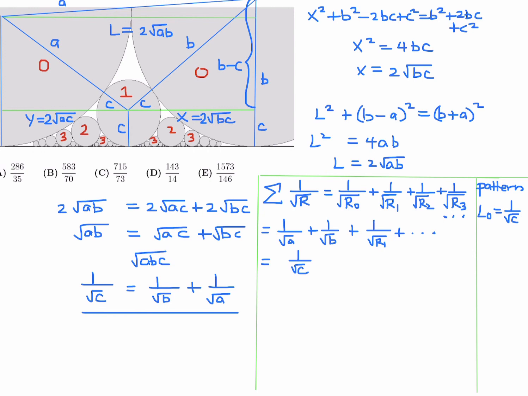Now let's calculate the next one, which is 1 over R1. Okay, now we got to look at layer 1 circles. Well, there's only one, fortunately. So it's just 1 over root C. Okay, that's good. Well, let's go back and add these.